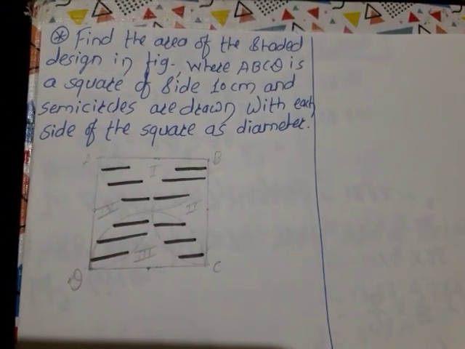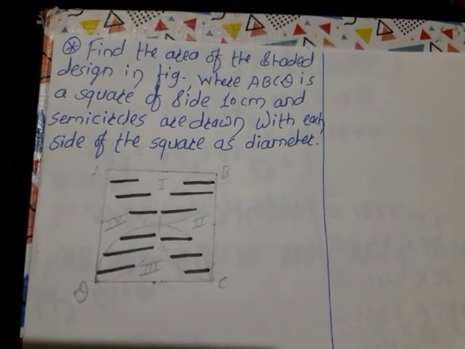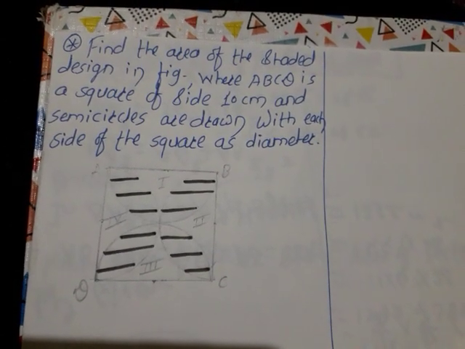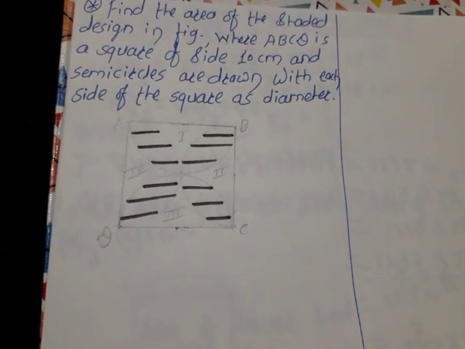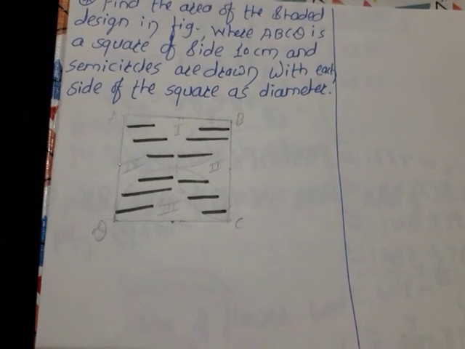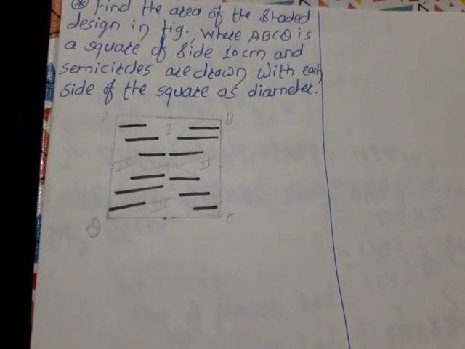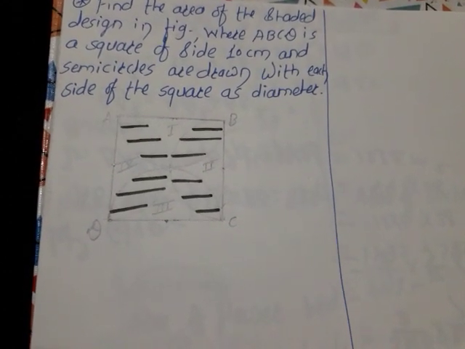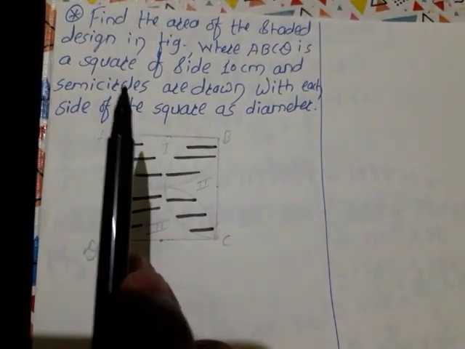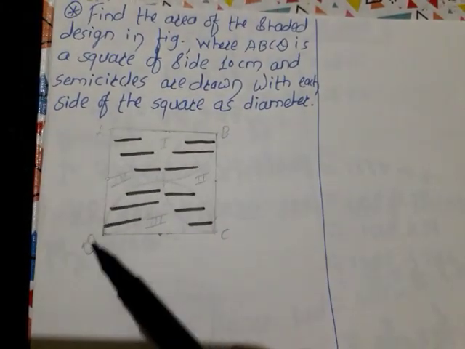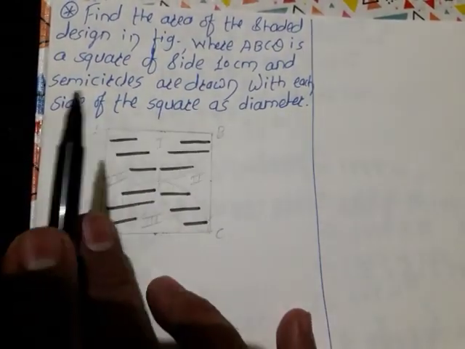Find the area of the shaded design in the figure where ABCD is a square of side 10 centimeter. And semicircles are drawn with each side of the square as diameter. Do you understand what the question is? Try to understand here. We are going to find the area of the shaded design in the figure where ABCD is a square.